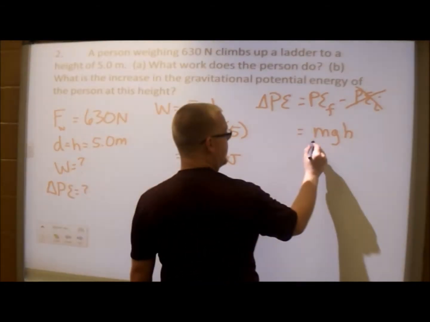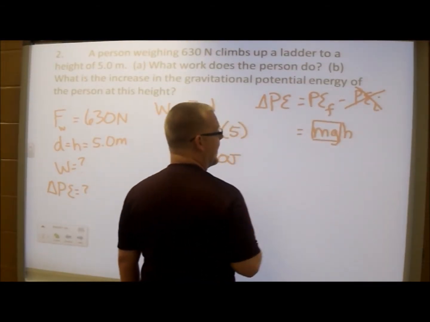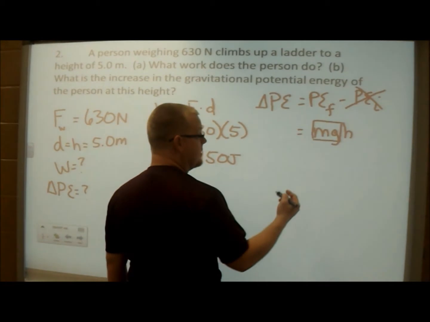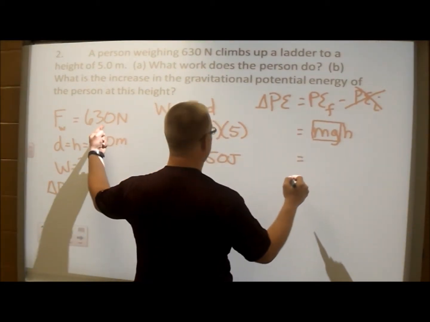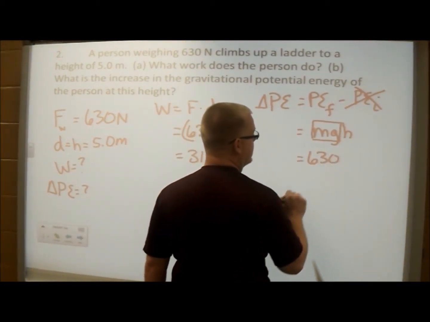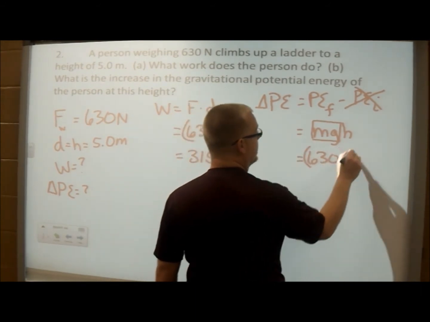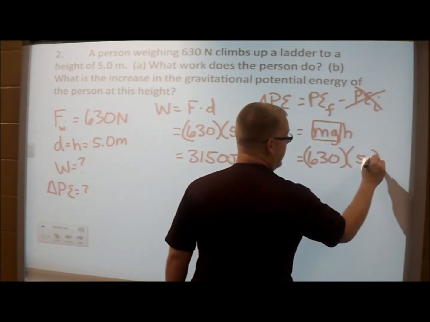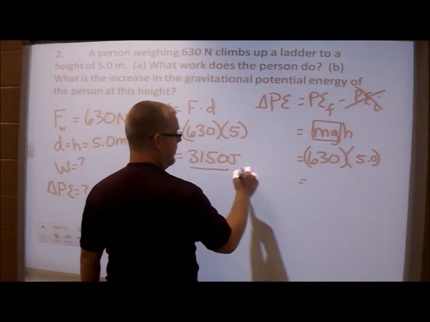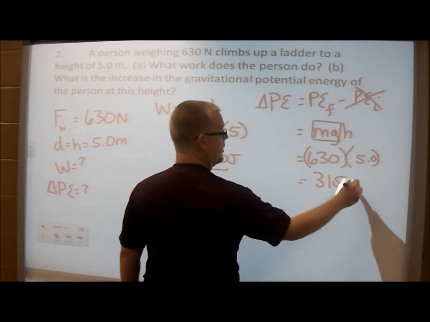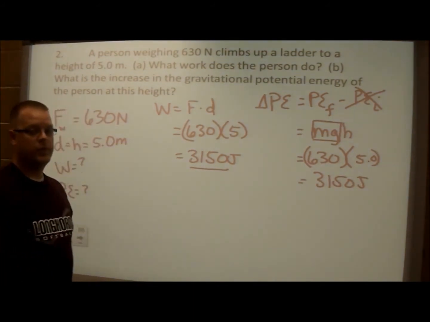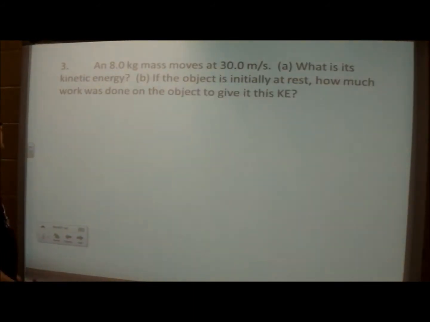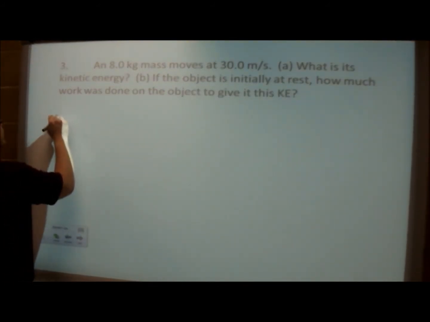But the thing with this problem is mg, that turns out to be the weight. Mass times gravity is the weight. They've already given us the weight. They have not given us the mass, so we can just take weight times the height, which is 5 meters, and look what we have. We have the same answer here, 3,150 joules. Same answer.